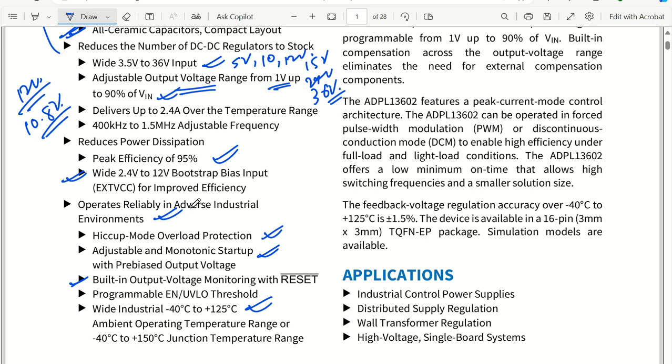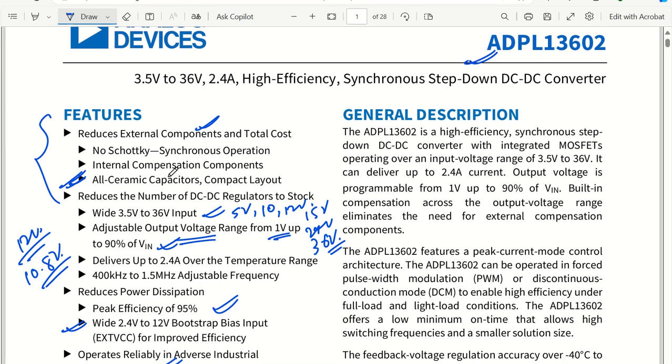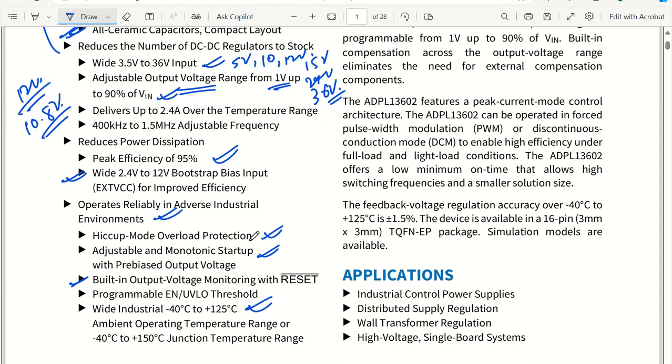Good. So these were the features that you have to take into account while reading the data sheet very quickly. It has around 28 pages, and we'll quickly understand what information we need, so that we can design our complete circuit in less than an hour.